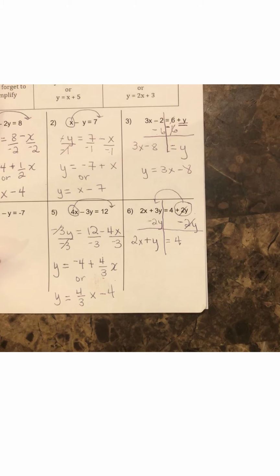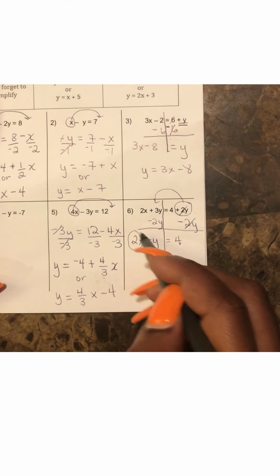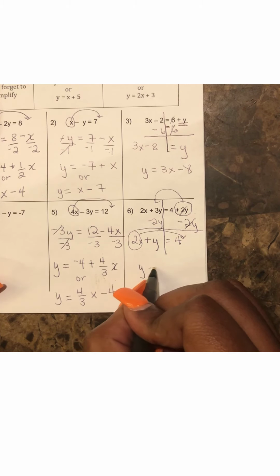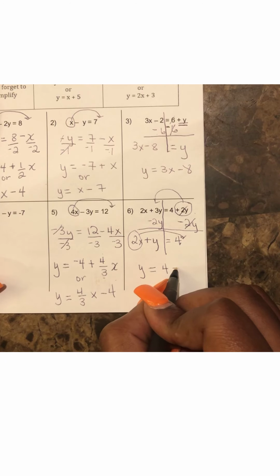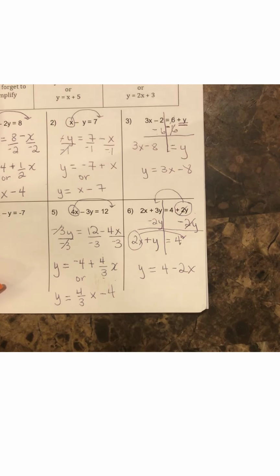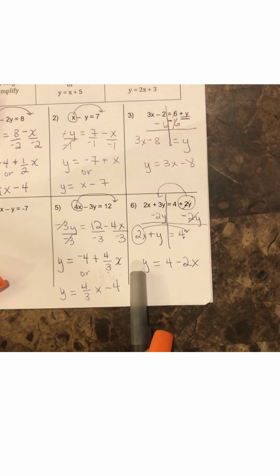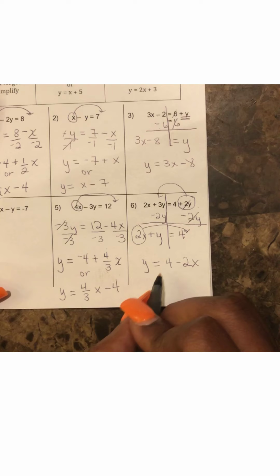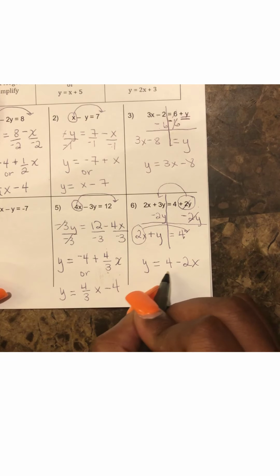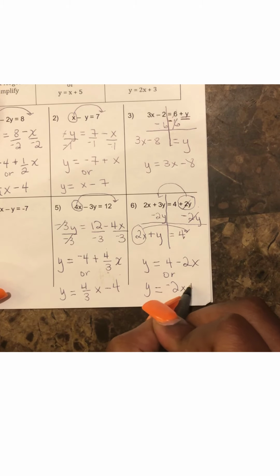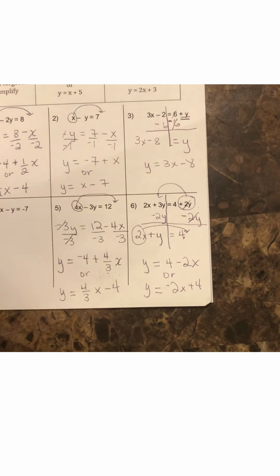Now we can sing our jingle. To move the x, change the sign. And we have y equals 4 minus 2x. The next one says divide by the number in front of y. Don't forget to simplify. Do we have a number in front of y? No, we don't. So we can write it as y equals 4 minus 2x, or y equals negative 2x plus 4. This concludes our lesson for literals and solving for y.